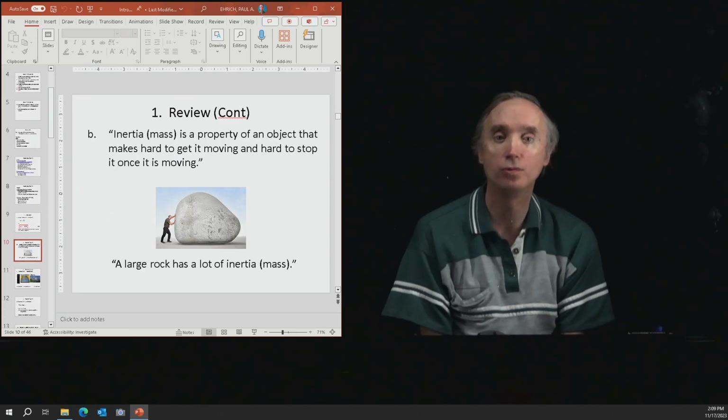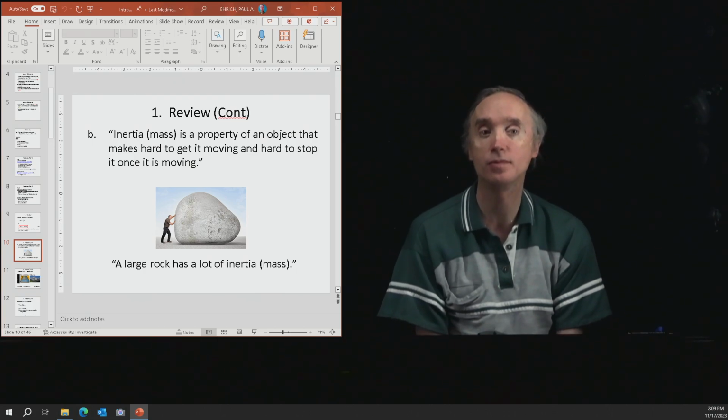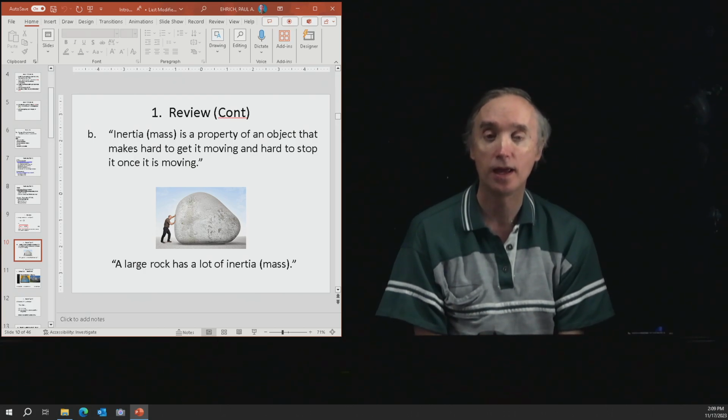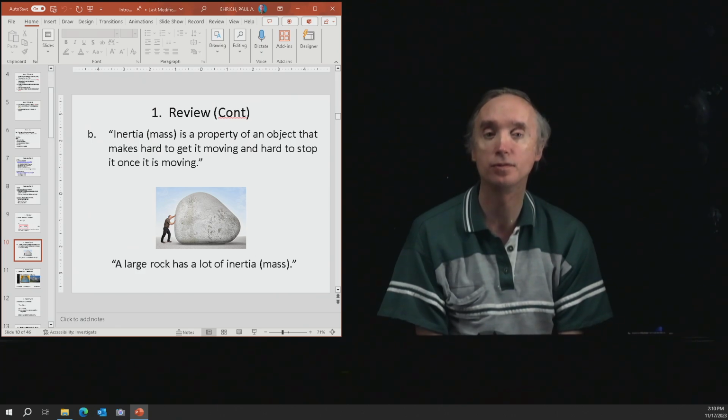Okay, also we learned what mass was. Mass is the same thing as inertia, and the more mass an object has, the more inertia it has. What this means is that the more mass something has, the harder it's going to be to get it to move, and then the harder it's going to be to stop it from moving once it's moving.